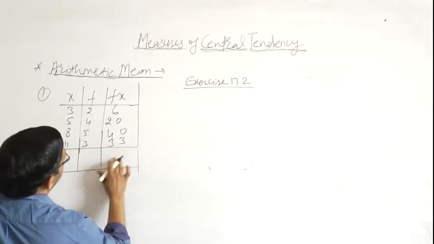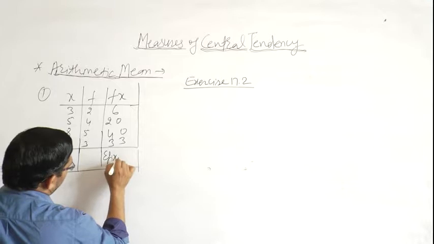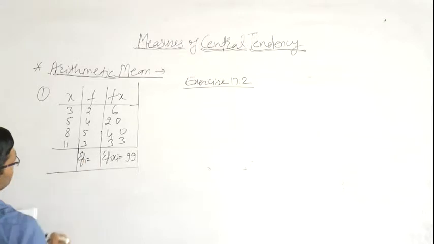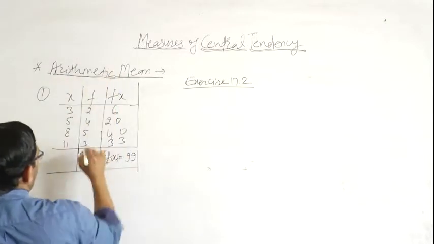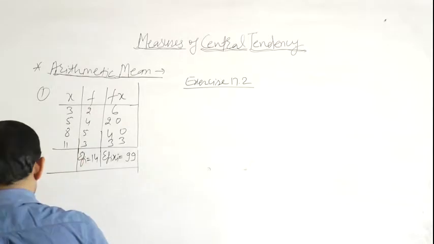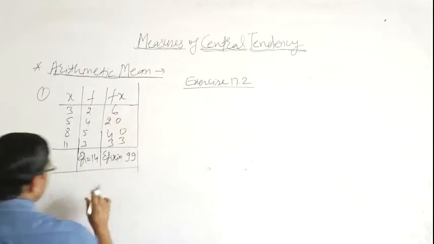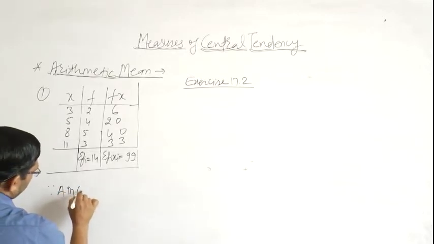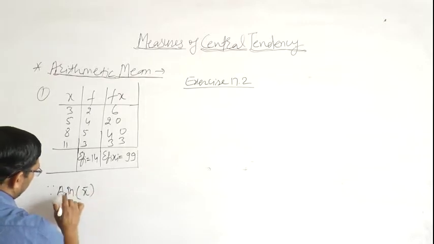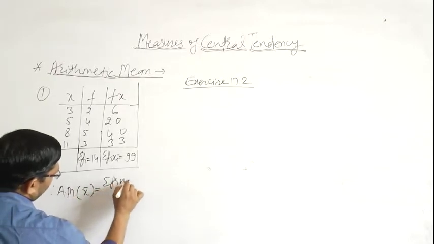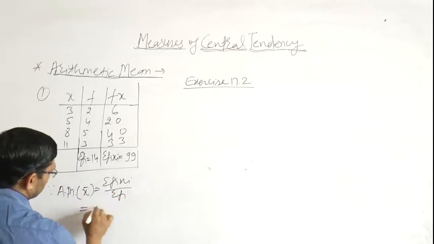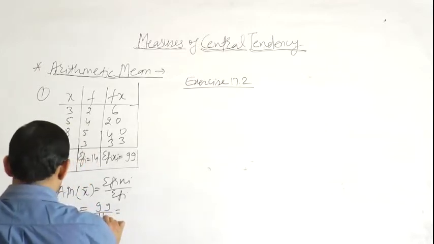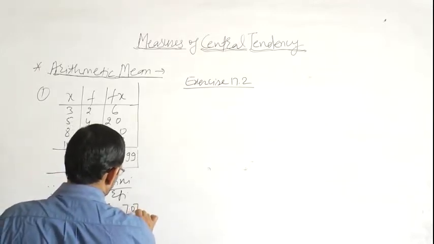This is represented by sigma fi xi is equal to 99, and this is sigma fi. So sigma fi is 14. We know that arithmetic mean is represented by x bar is equal to sigma fi xi upon sigma fi, that is 99 upon 14. 99 upon 14 is 7.07.